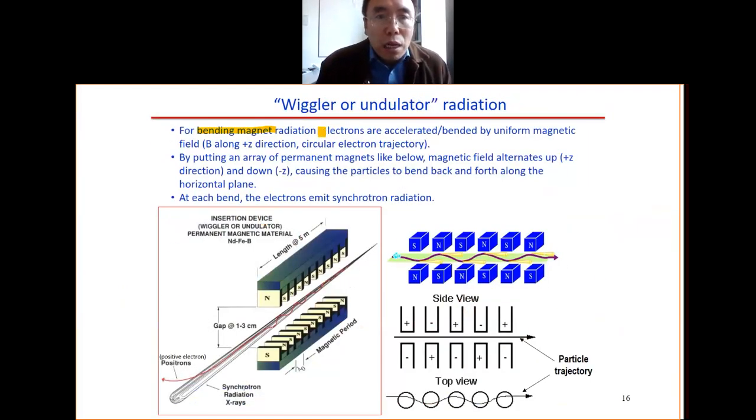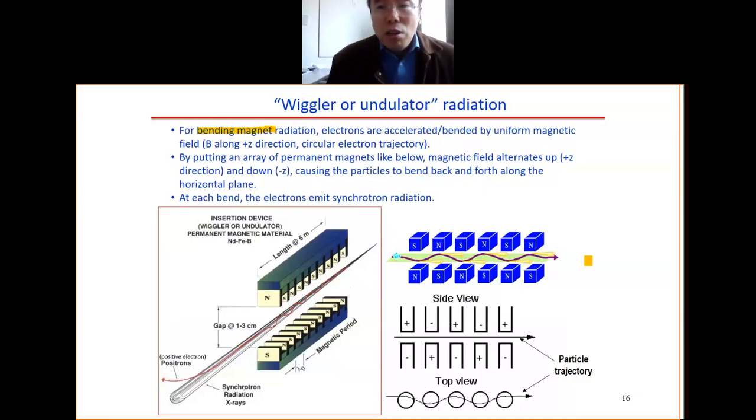If we have the wiggler or undulator, the emitted light will be much stronger. In the wiggler or undulator, we have many pairs of magnets. When the electron moves below the magnets, it will bend here, bend here. There are lots of bending, and at each bending there will be emission of light. So with so many bends, the total radiation will be much stronger than using a single magnet.